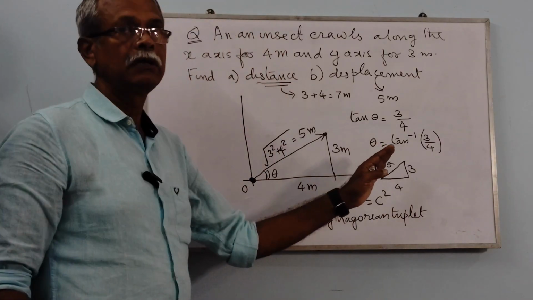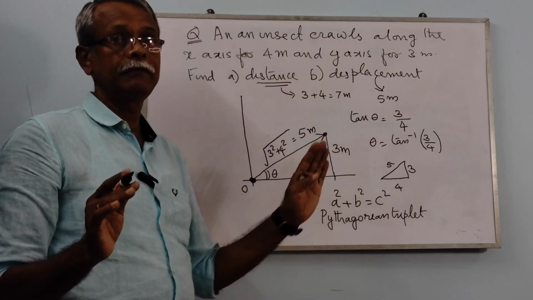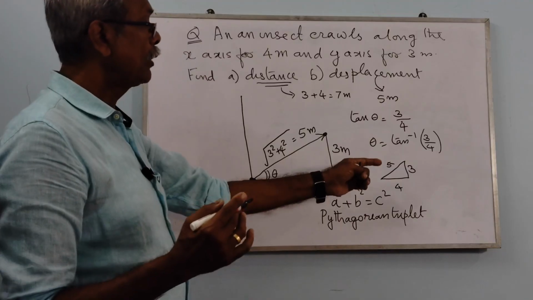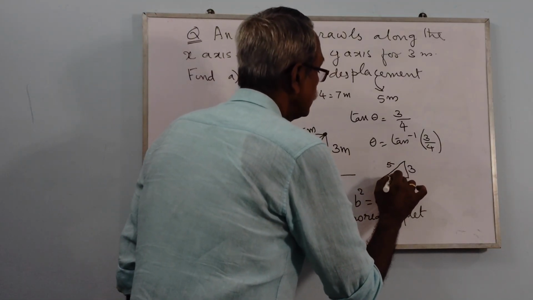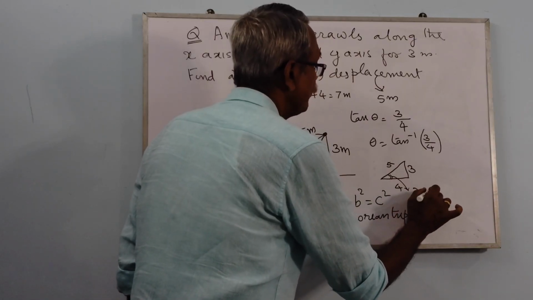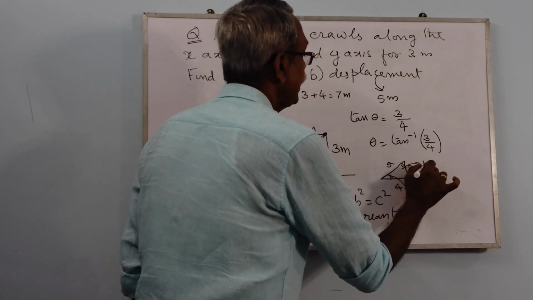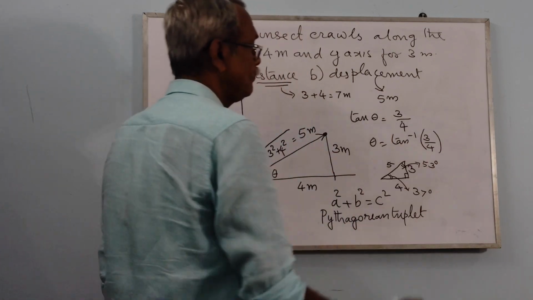And this is the smallest Pythagorean triplet. All the Pythagorean triplets will be higher than this. If you take a 3-4-5 triangle, this angle is known, which is 37 degree, and this angle is known, which is 53 degree. This angle is 90.